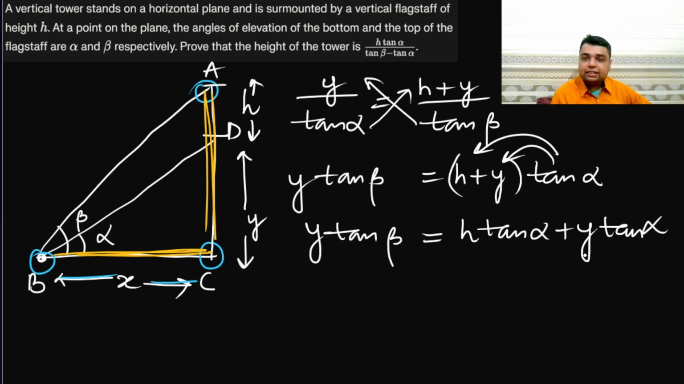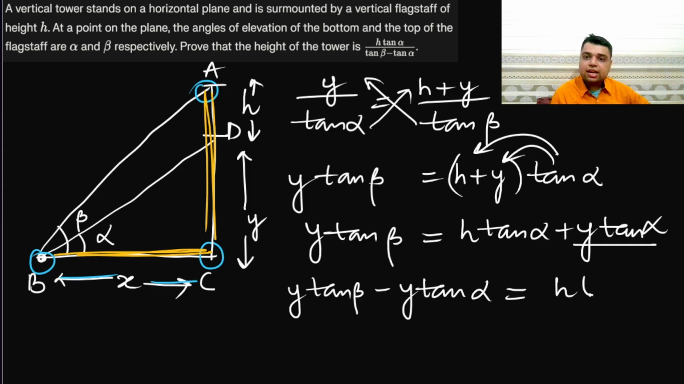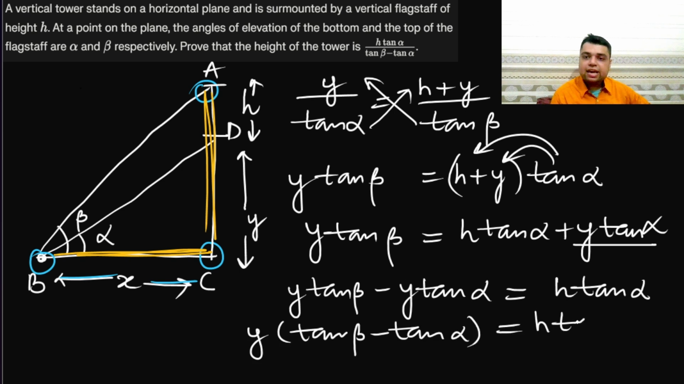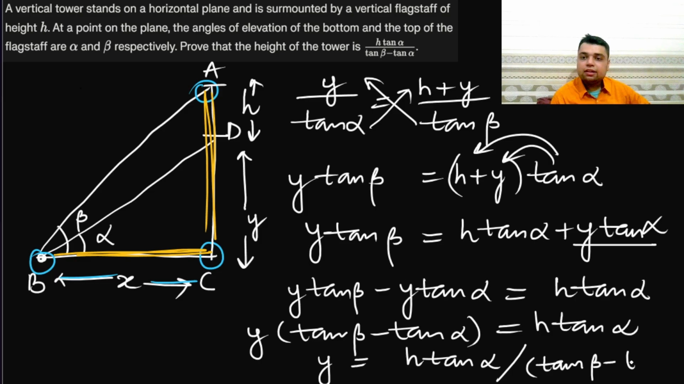Now we will take the y terms on one side, so I will take this on the other side. So if I take y tan beta minus y tan alpha is equals to h tan alpha, right? Now I can take y common here, so y common, tan beta minus tan alpha will be there, which is equals to h tan alpha. Now this is multiplied here, so it will be divided on the other side. So y will be equals to h tan alpha divided by tan beta minus tan alpha.